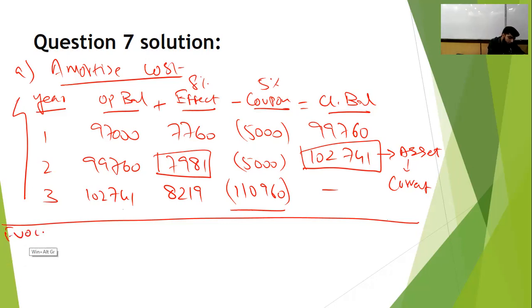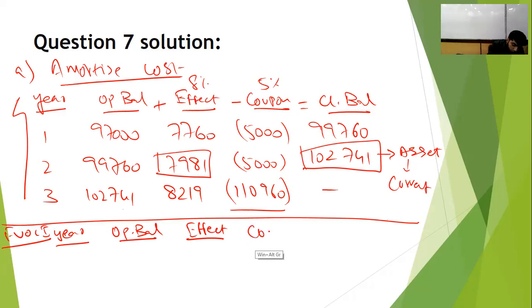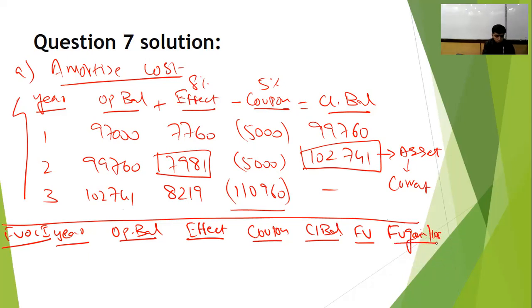Now we are going to calculate the values through fair value OCI. First of all, number one, the first column is year. Number two, the opening balance. Number three, effective rate. Number four, the coupon. Number five, the closing balance. Number six, the fair value. And the last column is the fair value gain or loss.